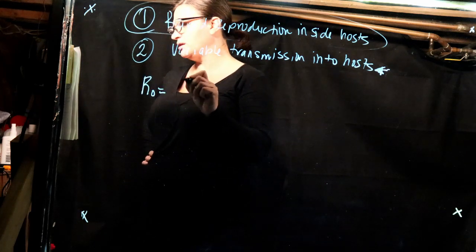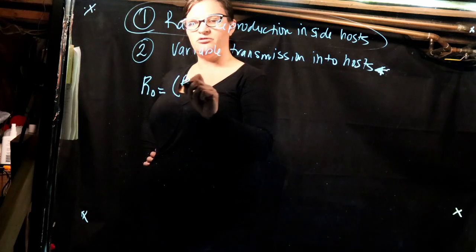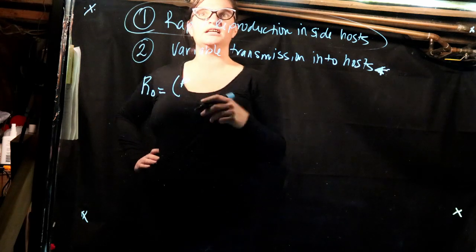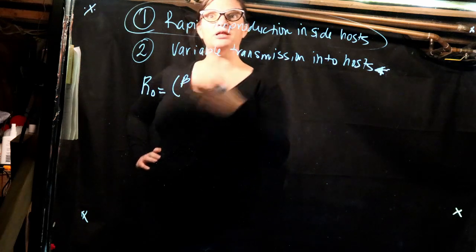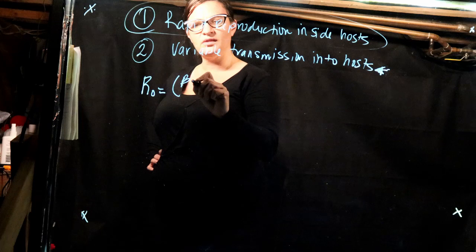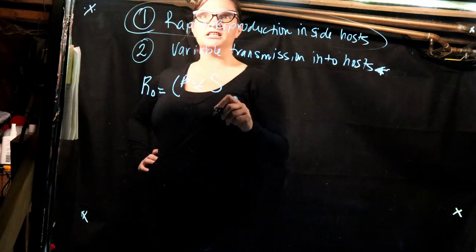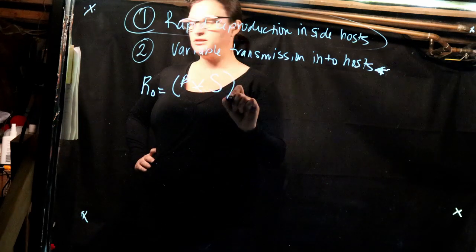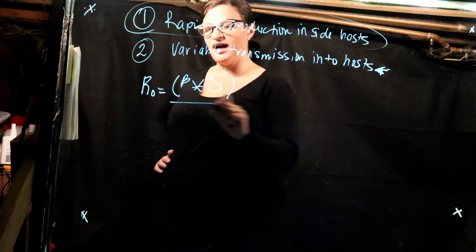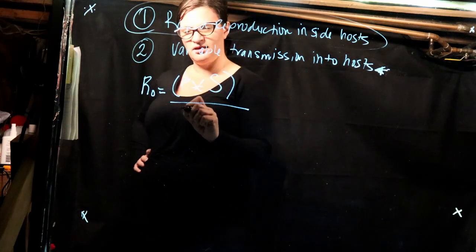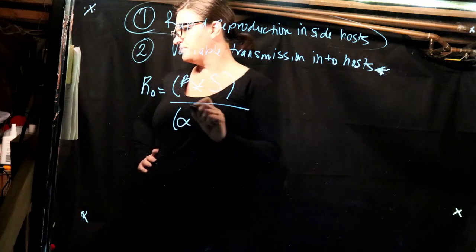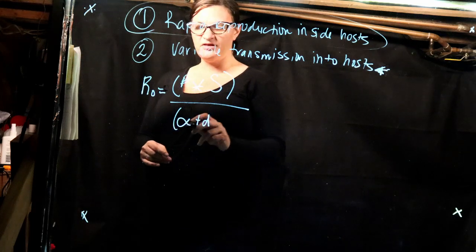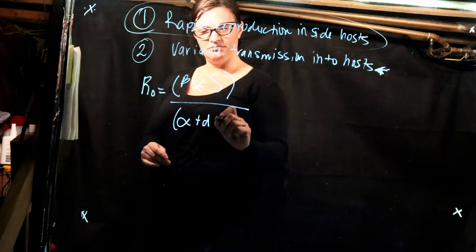Okay, so R0 is going to equal beta. So remember, that's the rate at which individuals go from susceptible into infected, times the population size of the susceptible individuals, divided by alpha plus D plus V.